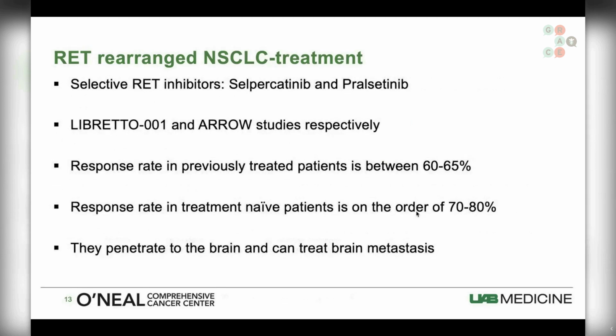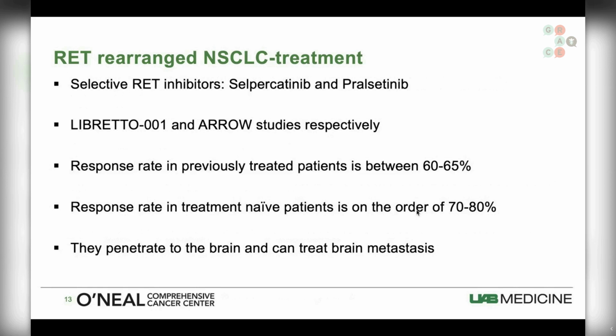The more advanced and more recently studied and approved drugs in this setting are what we call selective RET inhibitors. Some examples are selpercatinib and pralsetinib. They were studied in large trials, and when I say large trials, they are relatively large compared to trials of other drugs, but that's because this RET rearrangement occurs in just about 1 to 2% of non-small cell lung cancer.